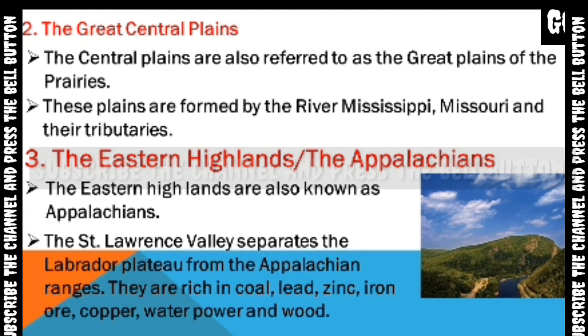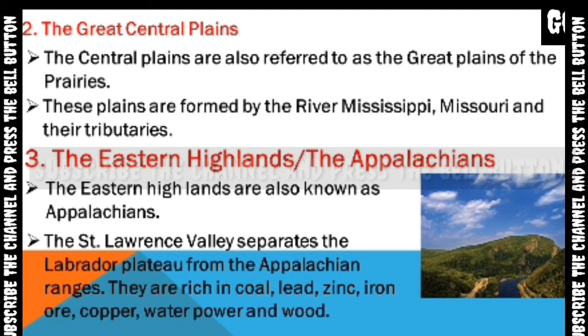These plains are formed by the rivers Mississippi, Missouri, and their tributaries. This is one of the most fertile plains of the world and a good farming region. These basins are covered by lakes. The Dust Bowl refers to dust storms caused by unscientific cultivation in the 1930s. It devastated agricultural lands in America and Canada.